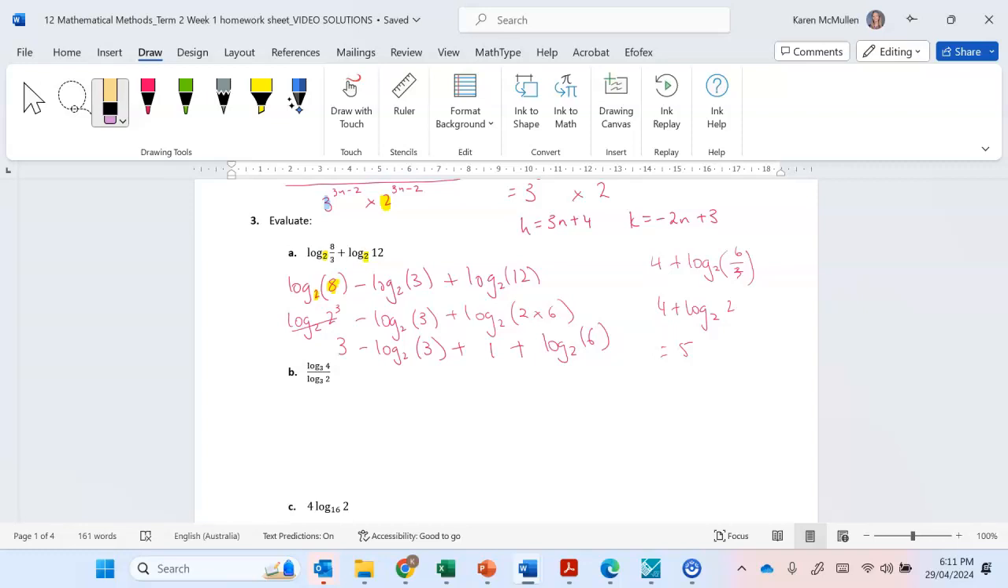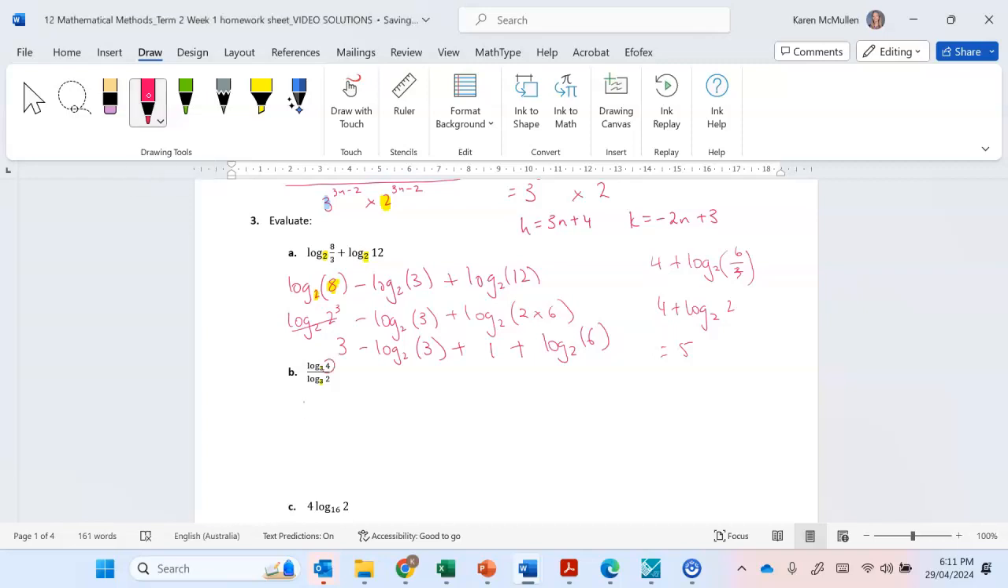All right, let's move on to B. So we've got log base 3 of 4 and log base 3 of 2. Looking at my bases, we've got 3, so I can't actually cancel anything out, or nothing equals 1 or simplifies to 1. But I can see this 4.